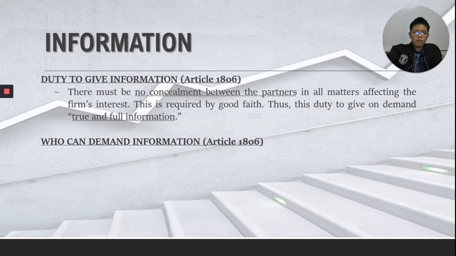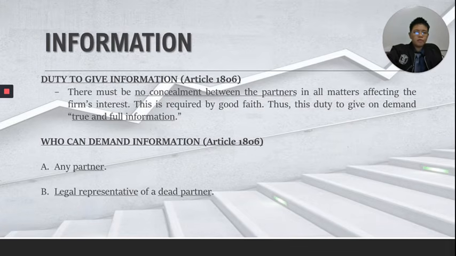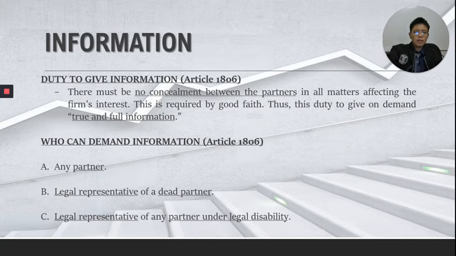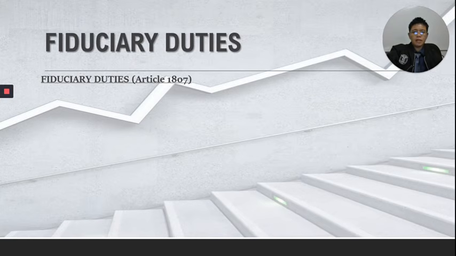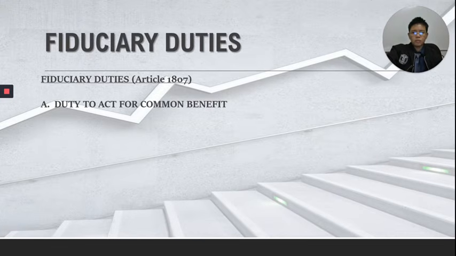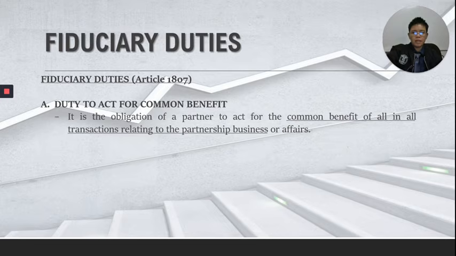Persons who can demand information under 1806 is any partner, the legal representative of a deceased partner, and the legal representative of any person under legal disability. What else? So, fiduciary duties of a partner. Again, relationship of mutual trust and confidence. So, fiduciary relationship ang tawag dyan. So, remember, duty to act for the common benefit. So, dapat lahat ng ginagawa mo is for the benefit of all of the partners and also for the benefit of the partnership. Yan. So, what else?